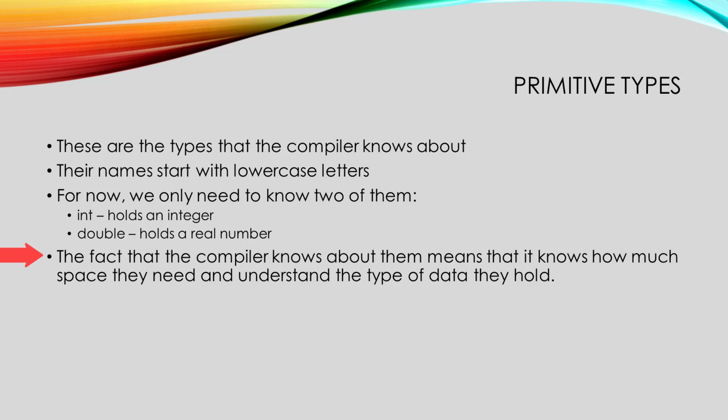It would make sense that you'd need a different amount of memory to hold a whole number, an int, than to hold a real number, a double, because real numbers have a fractional part. However, we don't have to worry about how much space that is. The compiler will handle it.